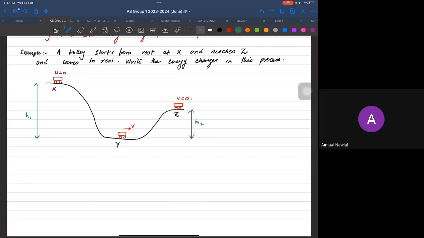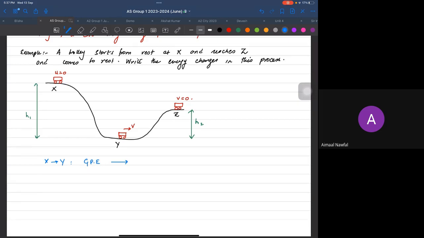It would be gravitational potential. That's correct, Shazib. Thank you. So initially, we would say when it's moving from x to y, it's gravitational potential energy. And now, obviously, it will lose that height to reach y, which is the lowest point.